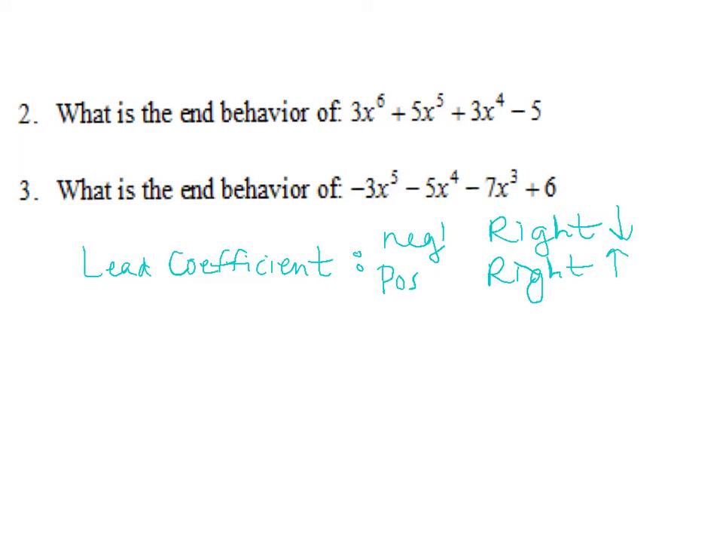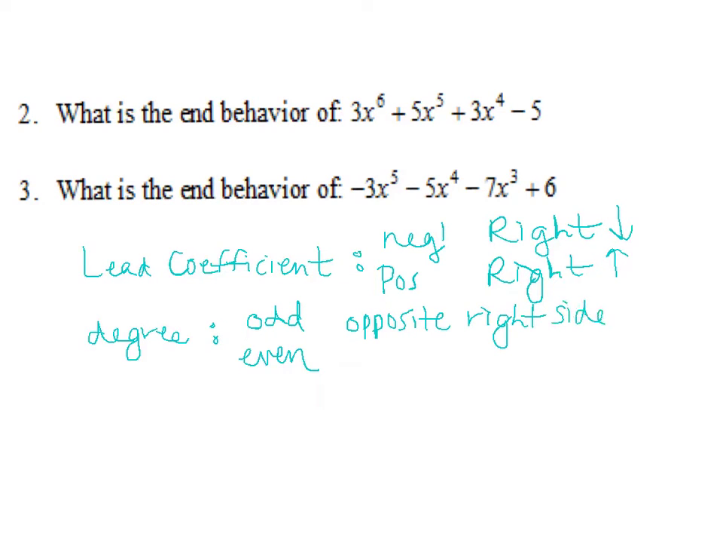After you've determined what your right side does, then you're going to look at the degree. For your degree, you have 2 options. You have an odd degree or you have an even degree. An odd degree means that you're going to have the opposite of the right side. Your even degree means you'll have the same as your right side.